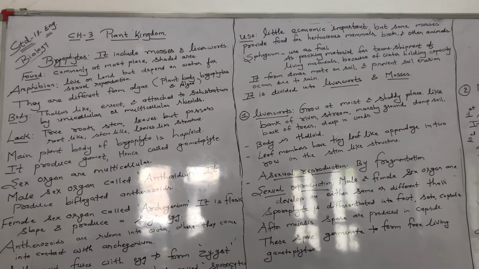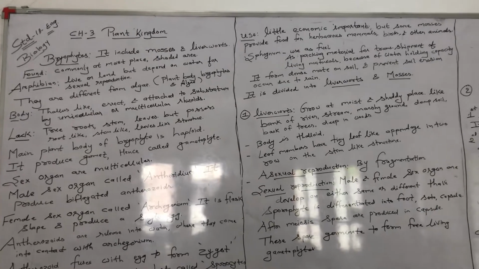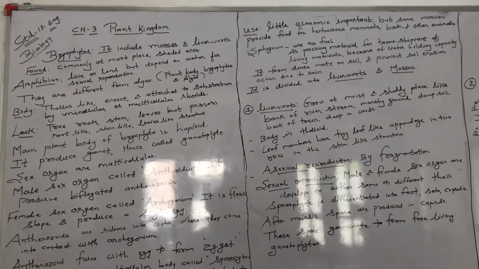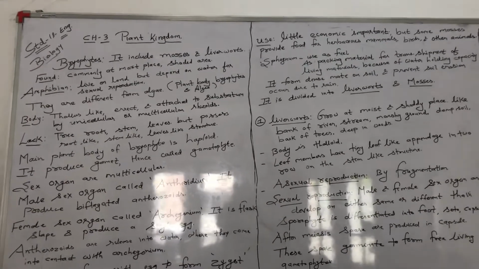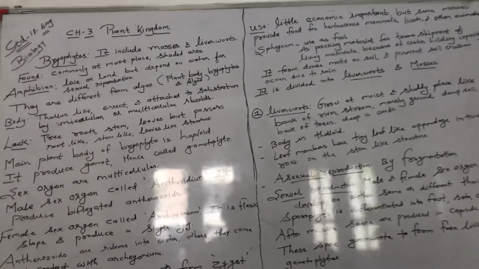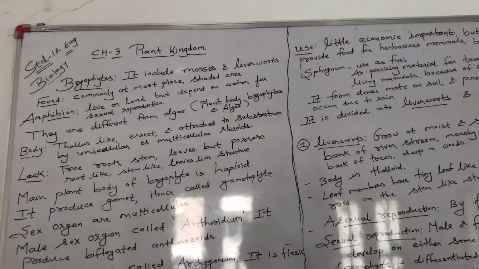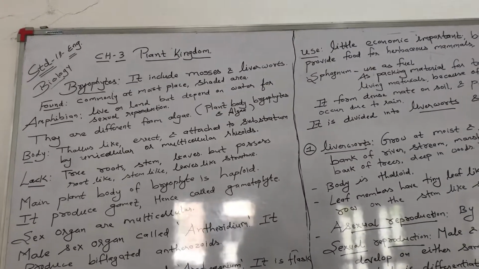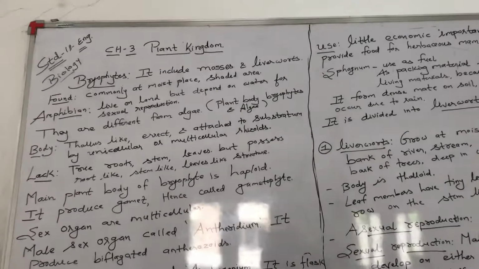In the last video we studied algae and its types. Now in this topic we will study bryophytes. What are bryophytes? Bryophytes include mosses as well as liverworts. Where are they found?